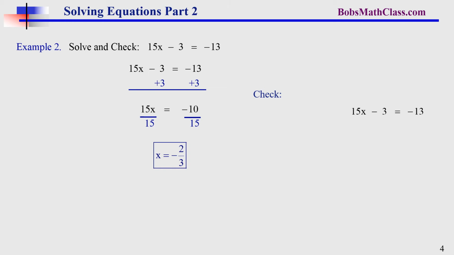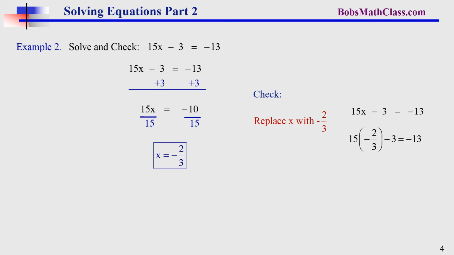Okay, so here's our original problem. We're going to replace x with negative 2/3. So there it is. 15 times negative 2/3 minus 3 equals negative 13. We don't follow the same steps as we did when solving the equation. What we do is we work out each side separately using the order of operations.